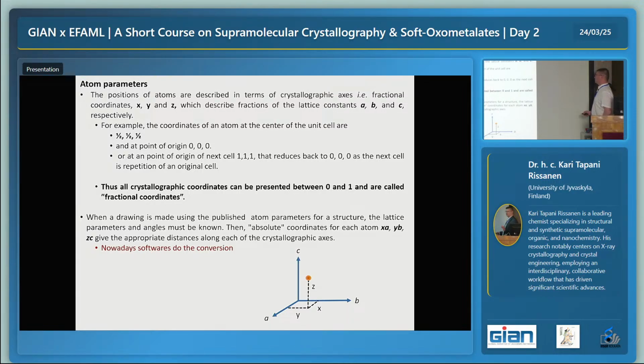Normally, when we publish the atom parameters of a structure, the lattice parameters must be known. Then the absolute coordinates can be calculated, of course. So we can also describe these as absolute coordinates when we take the unit cell into account. But we don't normally have to think about this, because the computer programs do it. When you have fractional coordinates, you can ask the program to print out the x, y, z coordinates, or mol2, or whatever. It's done automatically. But in our work, with all the computer programs, the discussions are based on fractional coordinates.